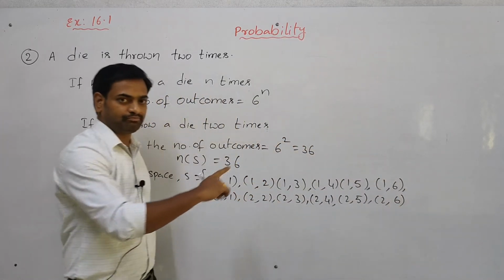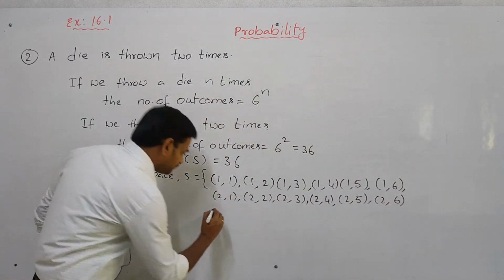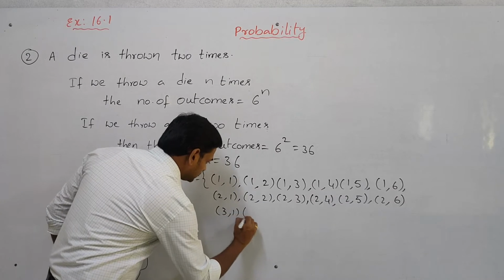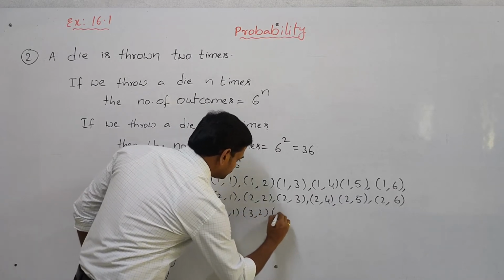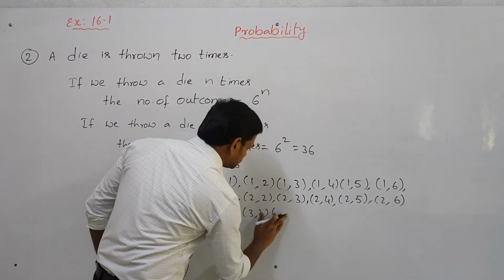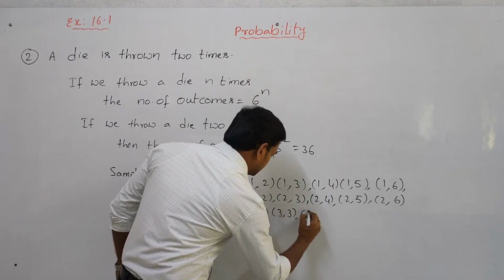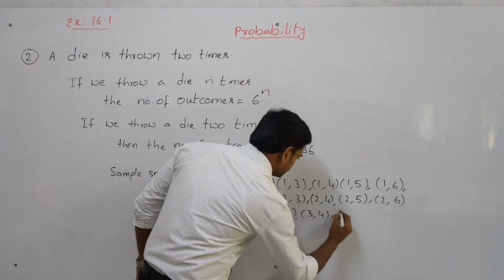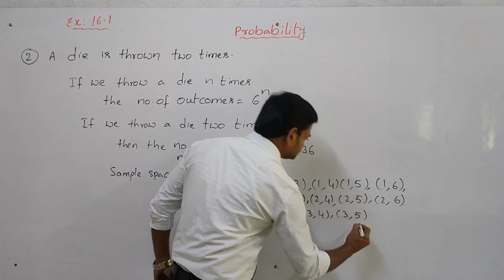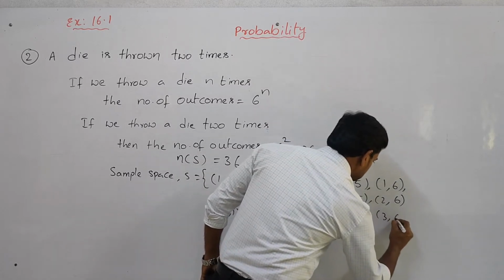With 2 completed. Next, with 3: 3 comma 1, 3 comma 2, 3 comma 3, 3 comma 4, 3 comma 5, 3 comma 6.